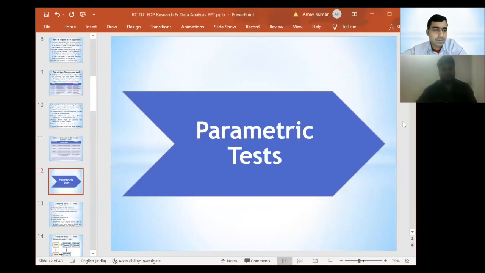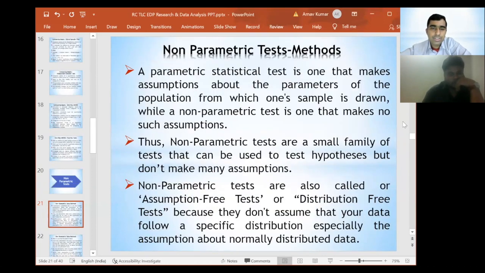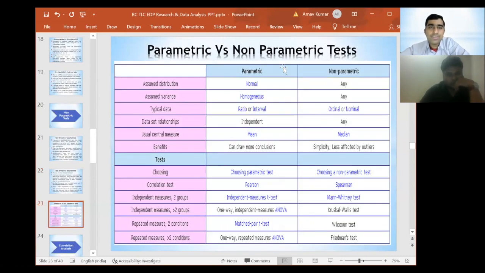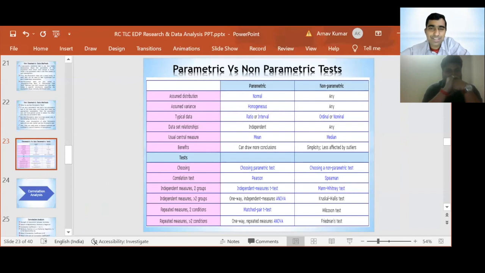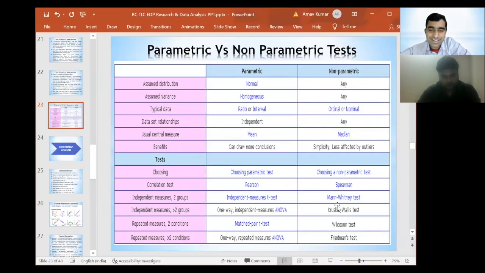I will be sharing the PPT for your convenience, and we will be providing you the PPT. Before coming to parametric tests or techniques, let me first tell you why there are two types of techniques. I have been fortunate enough to carry out research and data analysis for about 8 years now, and in 8 years, I have still felt that both types of techniques are needed as per different situations. So let's understand what parametric and non-parametric techniques are.